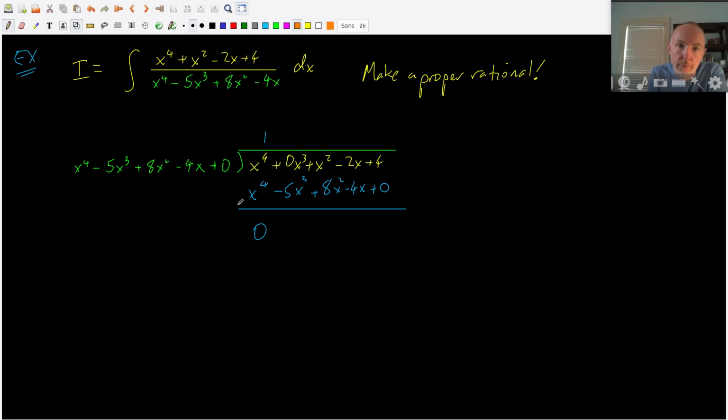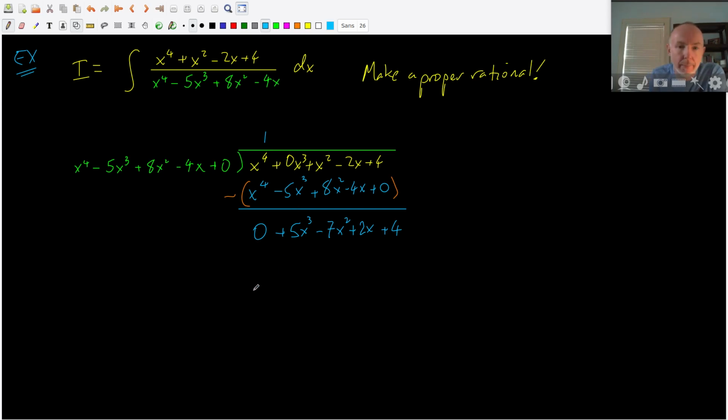And then I subtract them. I'm subtracting all of that. So the x to the 4 in yellow minus the x to the 4 in blue, that's 0. The 0x cubed minus negative 5x cubed leaves us 5x cubed. It's a positive. 1x squared minus 8 of them leaves us negative 7 of them. Minus 2, subtract minus 4, well, that's the same as adding 4. 4 minus 0, well, that's 4. And so we have the remainder, if you like.